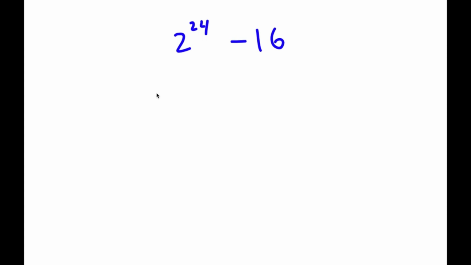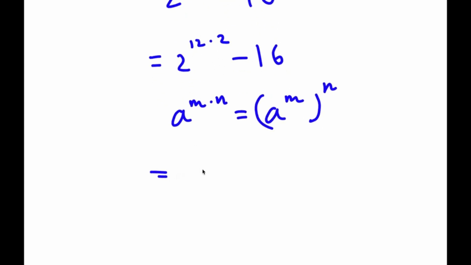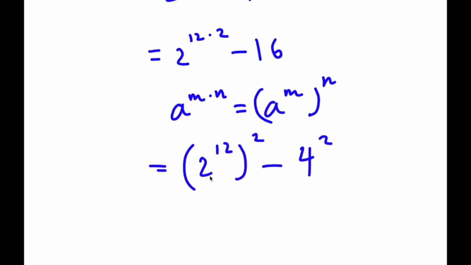So to solve this, I'm going to first start by rewriting 2 to the power of 24 as 2 to the power of 12 times 2. And if I have something in the form a to the power of m times n, this is equal to a to the power of m to the power of n. So 2 to the power of 12 times 2 I can write as 2 to the power of 12 to the power of 2, and 16 I can rewrite as 4 to the power of 2.